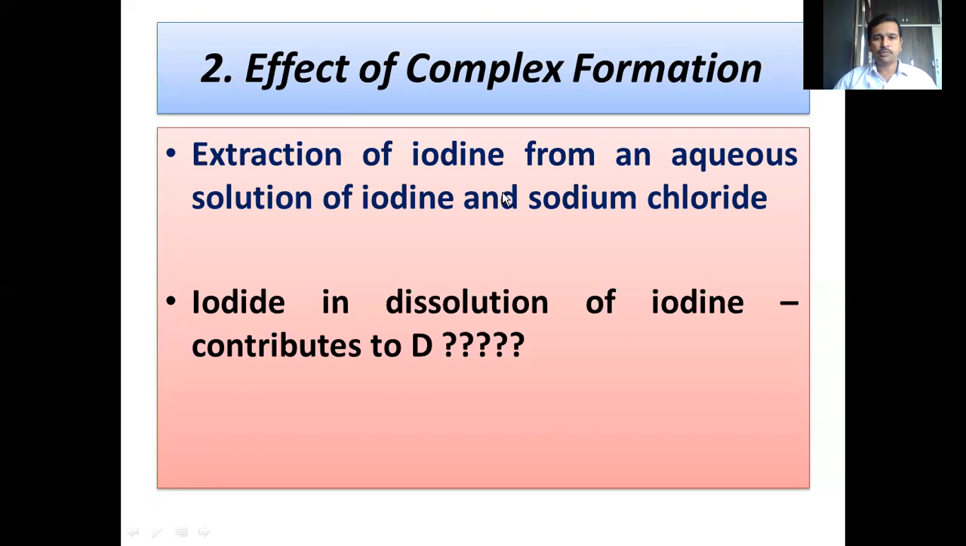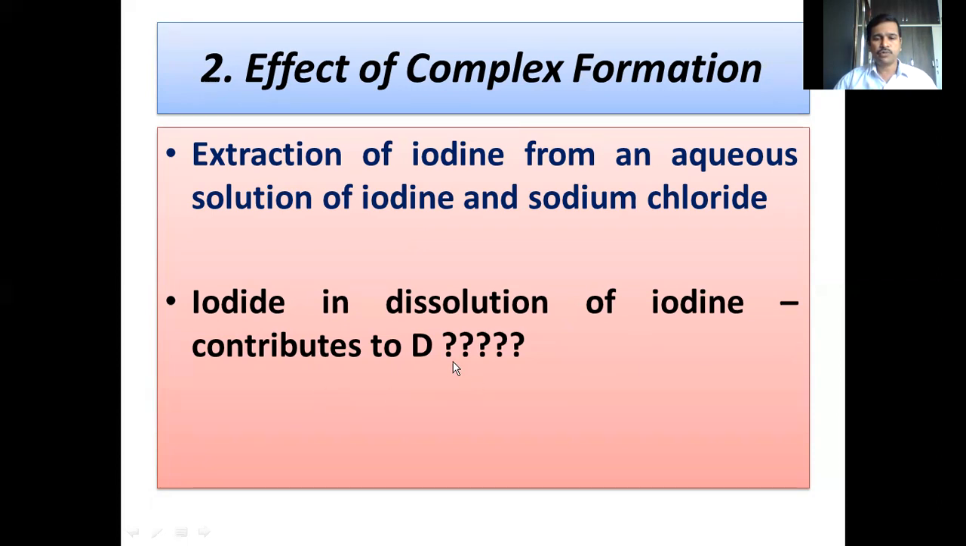So iodine I2 plus I minus gives rise to I3 minus. That triiodide ion will be easily soluble in water. When you extract that into carbon tetrachloride or chloroform, iodine will be extracted into carbon tetrachloride or chloroform. So iodide is used for the dissolution of iodine. What is the influence of this iodide? Because iodide is used for the dissolution of iodine.